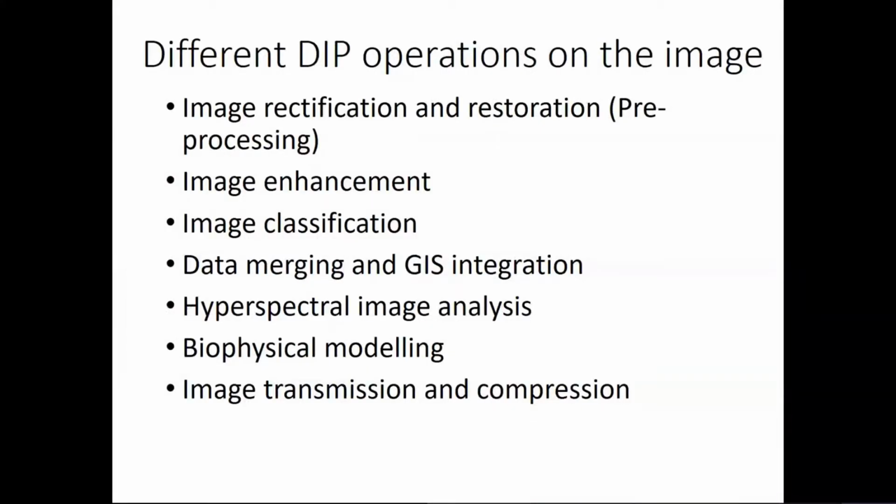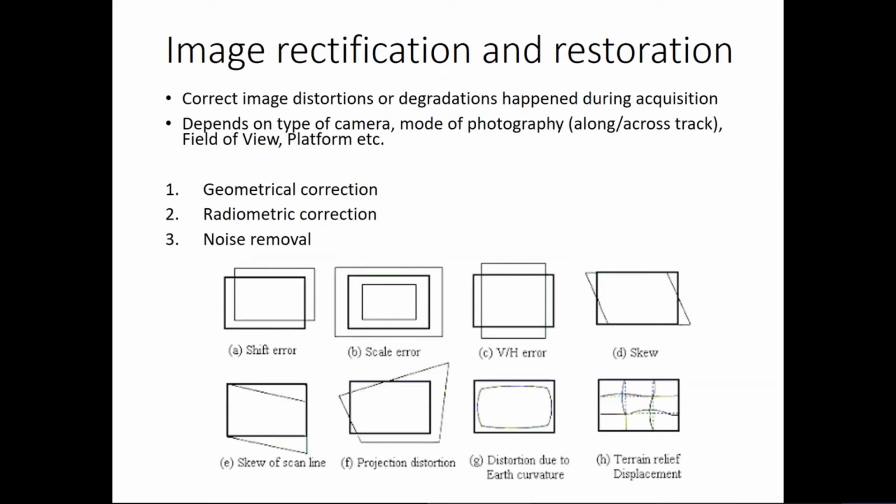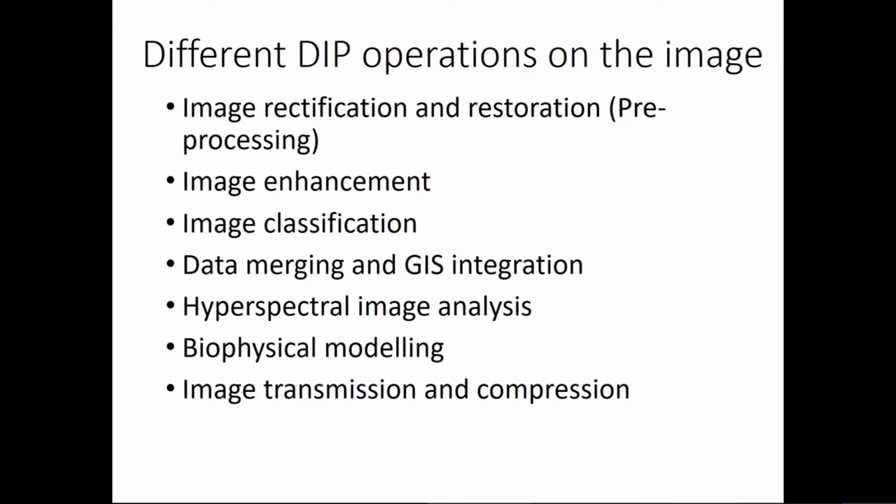We discussed seven processes, what each is and why it is done, in the last class: image rectification and restoration, image enhancement, image classification, data merging and GIS integration, hyperspectral image analysis, biophysical modeling, image transmission and compression. Now we will go into detail on each of these processes.